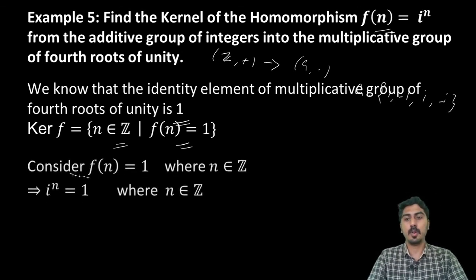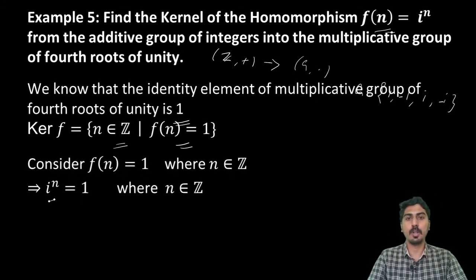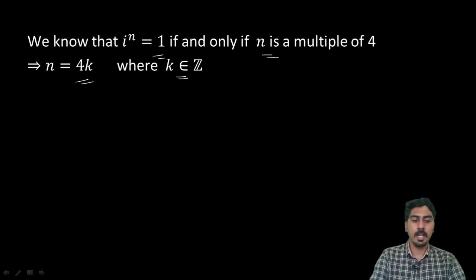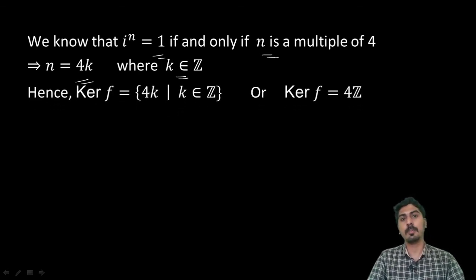I know that f of n is defined by i to the power of n. So i to the power of n equal to 1, where n belongs to Z. We know that i power n will be equal to 1 if and only if n is a multiple of 4. That is, n is equal to 4k for some integer k. So the kernel is given by 4k where k belongs to Z, or 4Z.